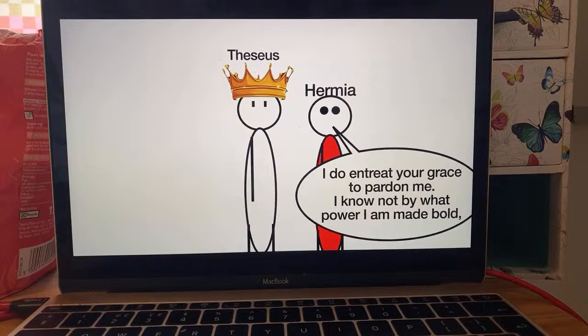So Hermia very quickly says, I do entreat your grace to pardon me. I know not by what power I am made bold. She doesn't understand where this amazing new boldness of hers is coming from. Maybe some unknown power.